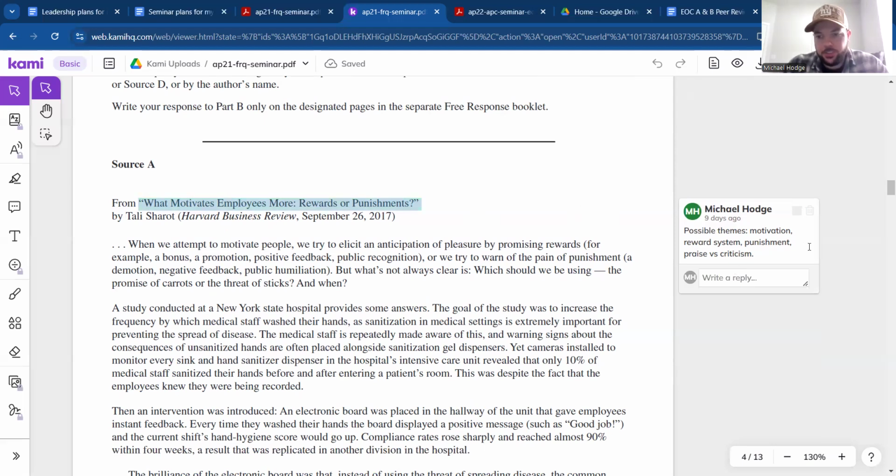Is the word motivate, so I know they're going to talk about motivation. I know they're going to talk about rewards or a reward system. I know that usually goes along with some sort of punishment, and it also says the word punishment, and then praise versus criticism, because that's essentially what it's asking, right? So without even reading it, I have potential themes that are in that particular document. And as we now know, after reading it, those themes were indeed in that document.